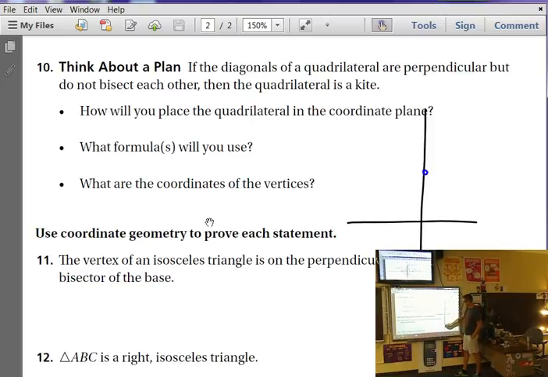So, here, here, here, here. These are congruent. These are not.